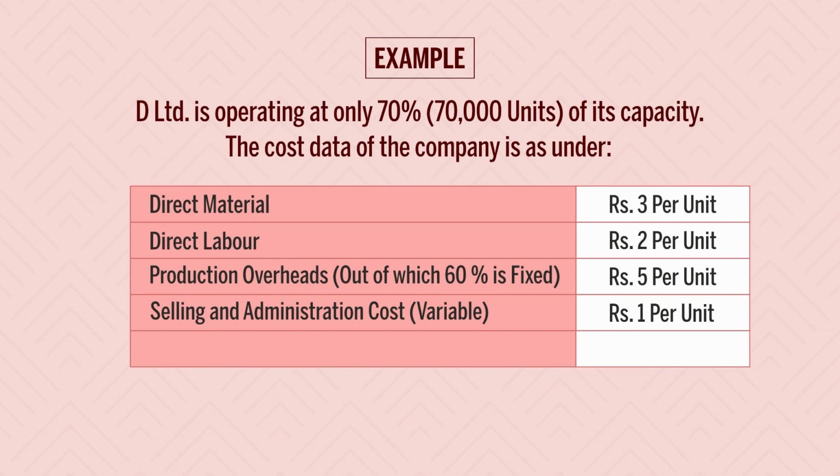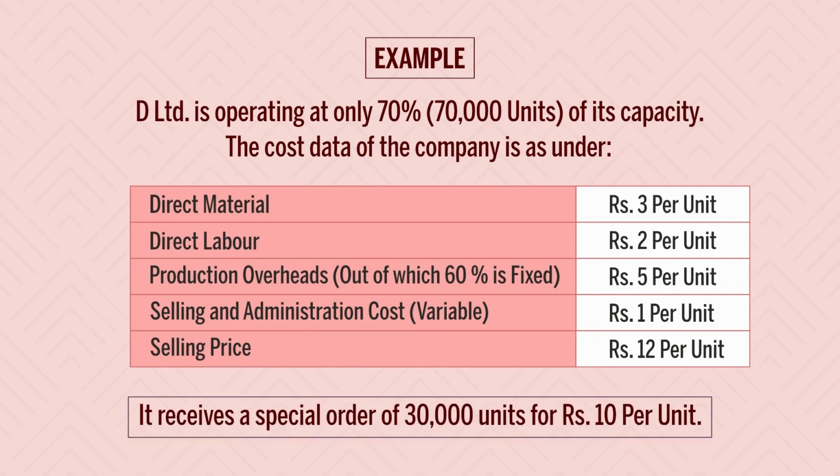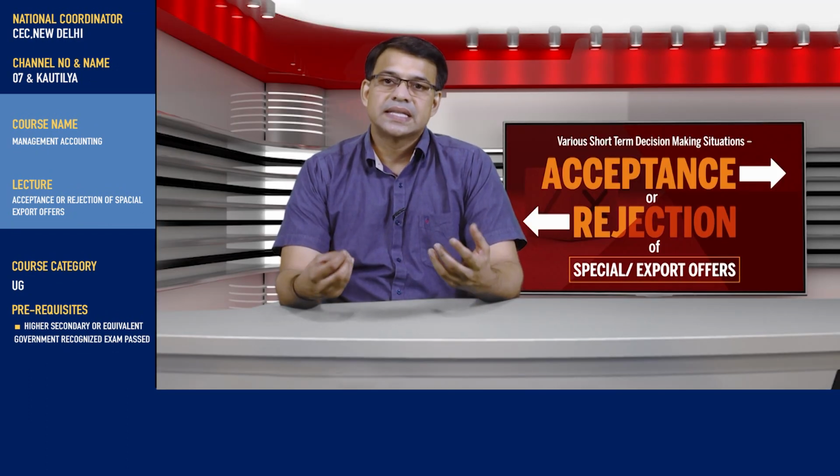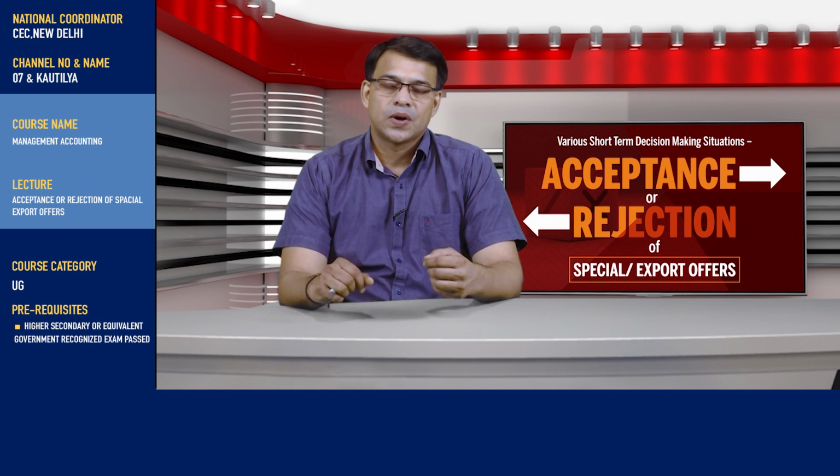Out of the total cost of rupees 11, rupees 3 is our fixed cost and the remaining 8 is nothing but our variable cost, that is relevant cost, or we may say fixed cost is our irrelevant cost of rupees 3. Selling price is rupees 12, and suppose now we get a special order of 30,000 units at rupees 10 per unit, and you are required to suggest to the company whether to accept this order or not.